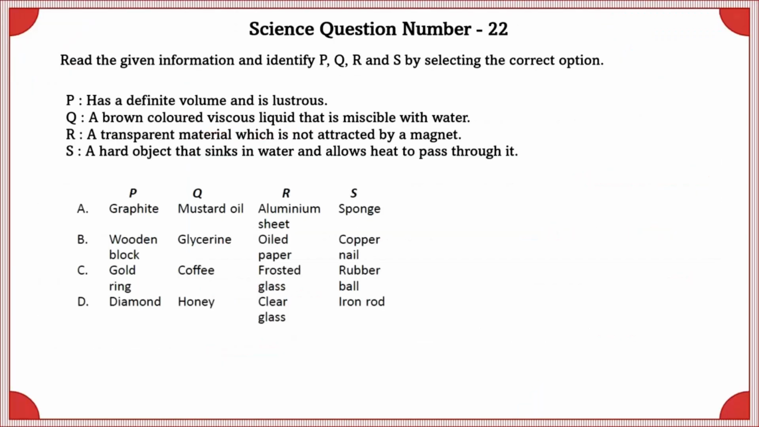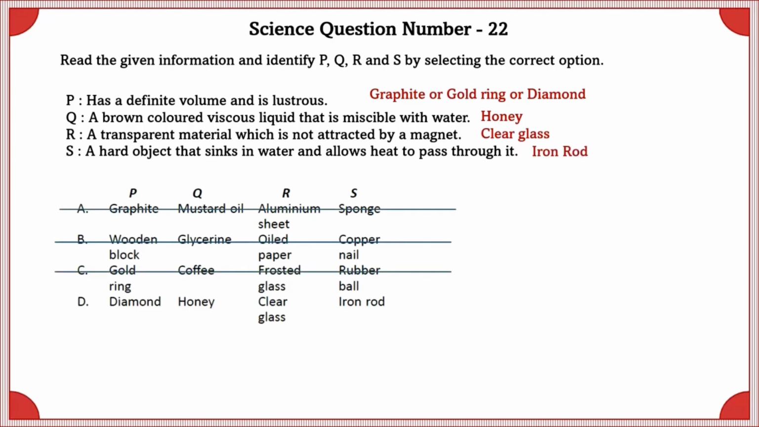Science question number 22. Read the given information and identify P, Q, R and S by selecting the correct option. P has defined volume and is lustrous: graphite or gold ring or diamond according to the options. Q, a brown colored viscous liquid that is miscible with water: honey. R, a transparent material which is not attracted by magnet: clear glass. S, a hard object that sinks in water and allows heat to pass through it: iron rod.